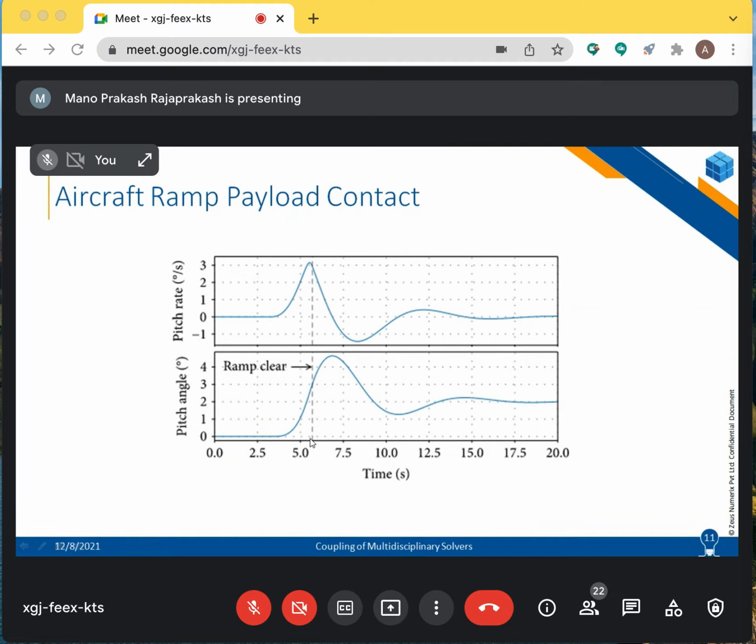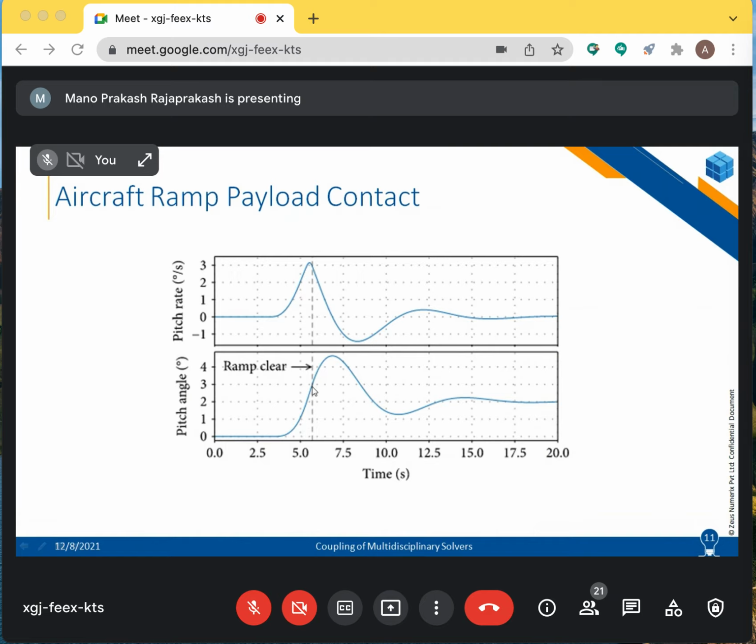You can see here that before clearing the ramp, as the payload CG crosses the ramp edge, the pitch rate is continuously increasing and the pitch angle is increasing, and then it is a continuous evolution till touchdown. In this particular contact, it is only till this phase that the user is interested in, so we will just focus on this. To accurately predict this pitch angle at the end of ramp clear, the contact model has to be of very high fidelity.